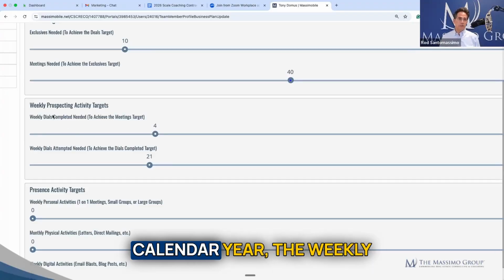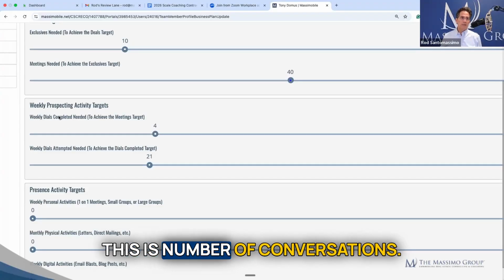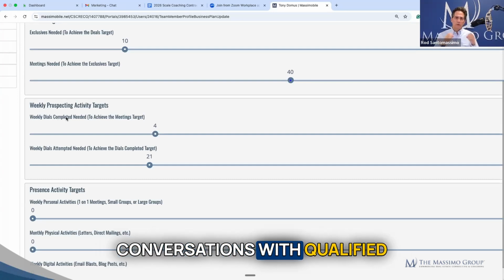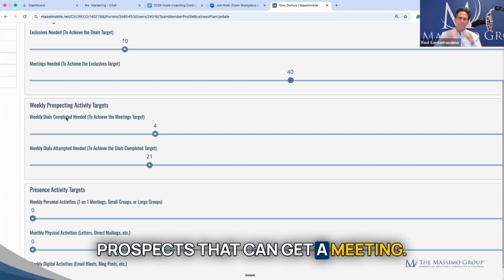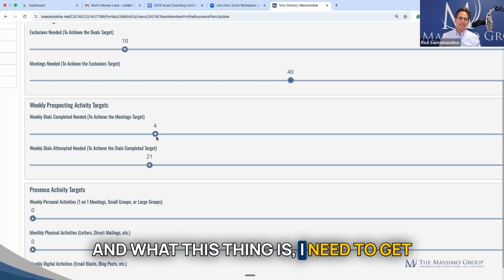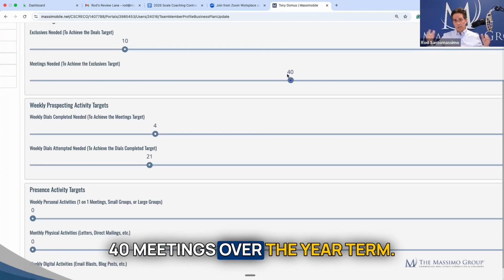This is based on the whole calendar year, the weekly prospecting activities. This is number of conversations. Dials completed means you had conversations with qualified prospects that can get a meeting. Conversations lead to meetings. And what this thing is, I need to get 40 meetings over the year term.